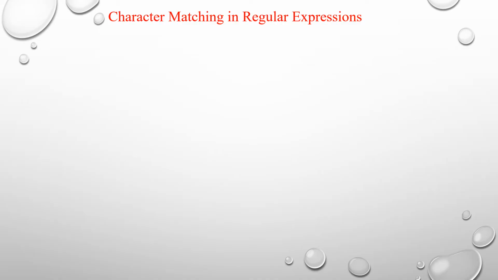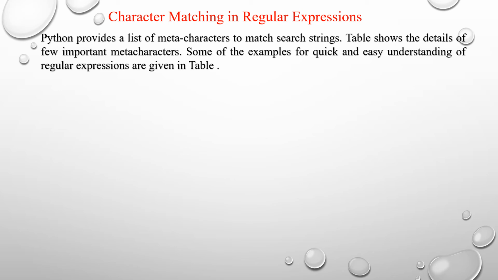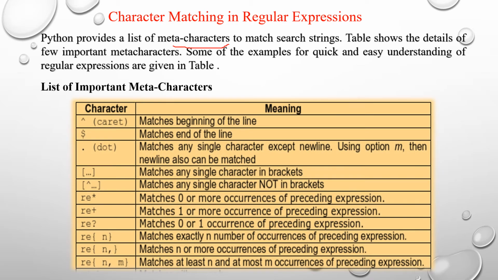Now we will look into character matching in regular expressions. Python provides a list of meta characters to match such strings. The table shows the details of a few important meta characters, with some examples for quick and easy understanding of regular expressions. So this is the table. Here the character is caret, and this is a symbol. The meaning of this caret is matching the beginning of the line.